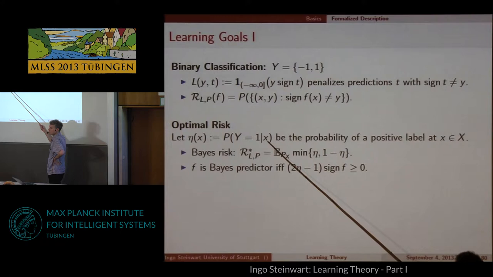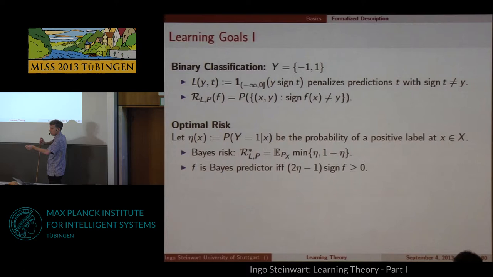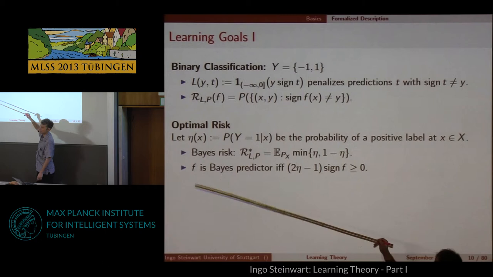point x. So remember, we see some point x in the input space, and then the label may be plus or minus 1. And in this case, we have a certain probability, which we don't know, that we will observe a positive label at point x. And the probability that we will see a negative sample at this point then is 1 minus eta of x.